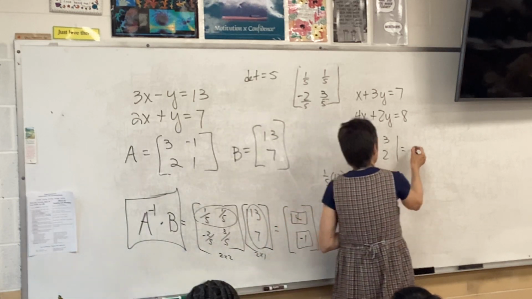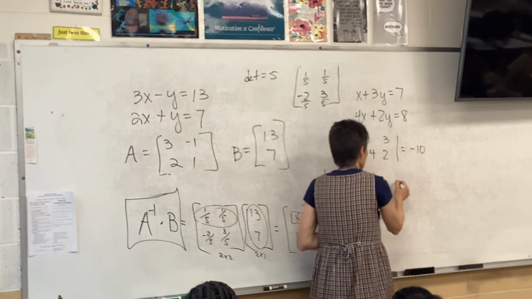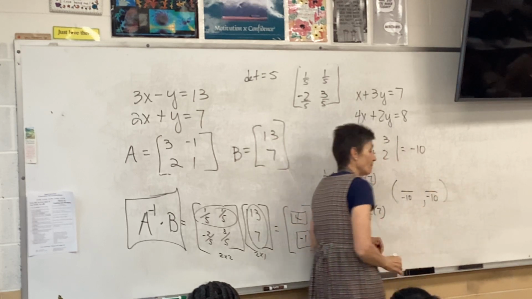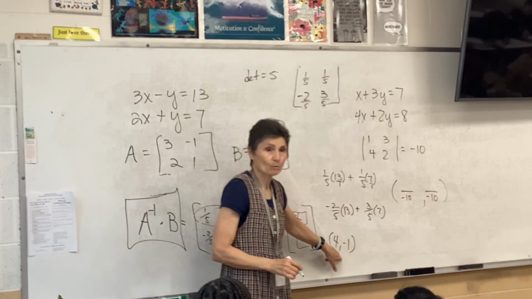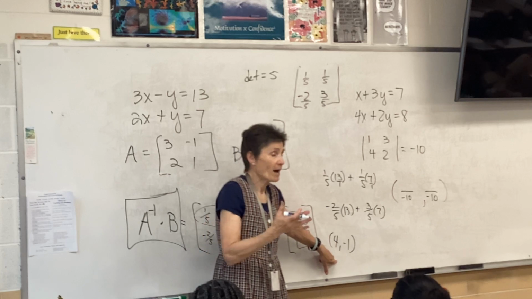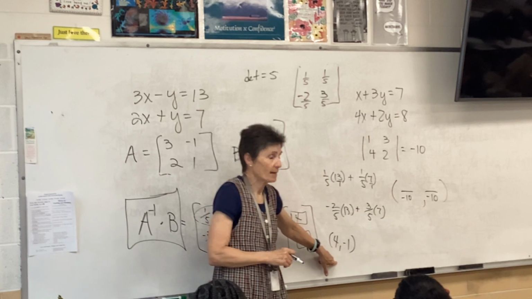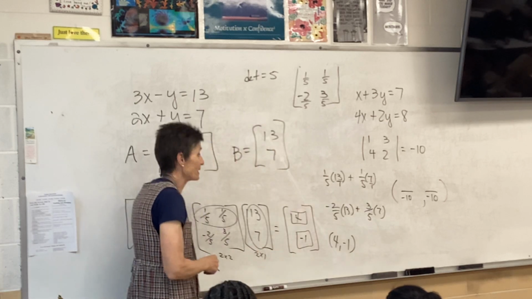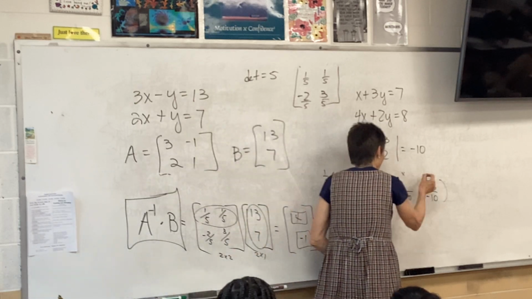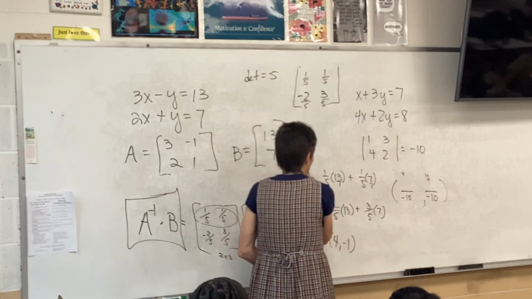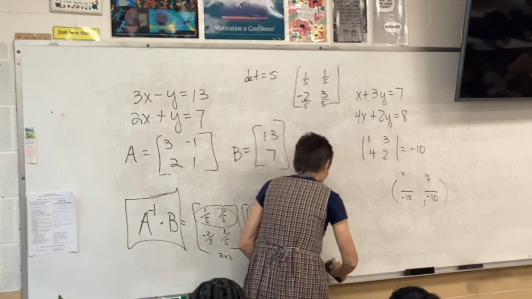Negative 10. And that negative 10 is going to be the denominator of my answer. My answer is going to be an ordered pair, just like this. But they're going to be fractions, something over negative 10. All right, how do I find the numerators? I need to find, this is my x and my y. How do I find the numbers on top there? Copy and paste. Copy and paste.